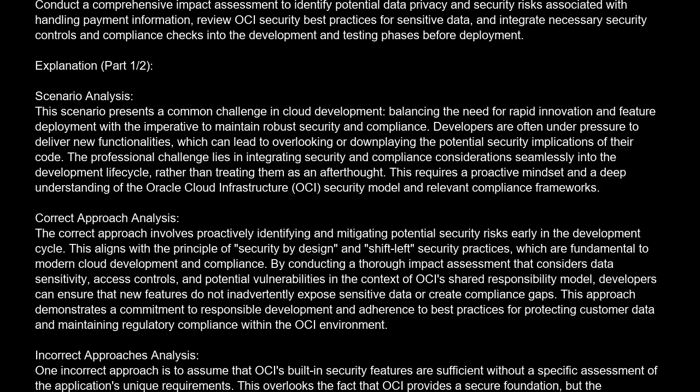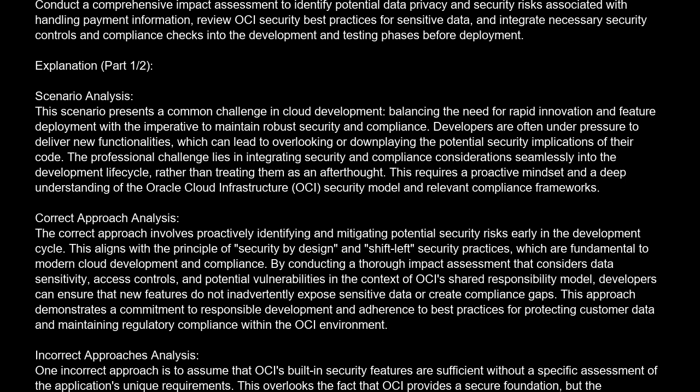This aligns with the principle of security by design and shift-left security practices, which are fundamental to modern cloud development and compliance. By conducting a thorough impact assessment that considers data sensitivity, access controls, and potential vulnerabilities in the context of OCI's shared responsibility model, developers can ensure that new features do not inadvertently expose sensitive data or create compliance gaps. This approach demonstrates a commitment to responsible development and adherence to best practices for protecting customer data and maintaining regulatory compliance within the OCI environment.